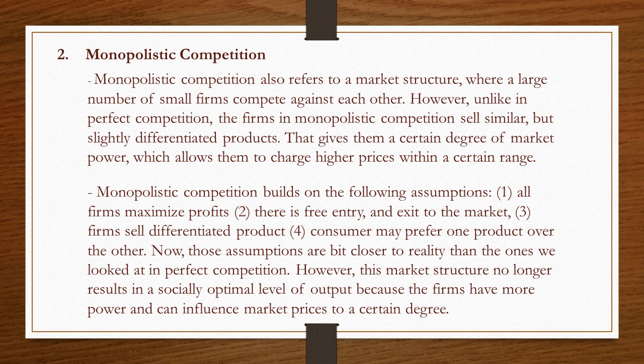Monopolistic competition builds on the following assumptions. Number one, all firms maximize profits. Number two, there is free entry and exit to the market. And number three, firms sell differentiated products. And number four, consumers may prefer one product over the other. Now, those assumptions are a bit closer to reality than the ones we looked at for perfect competition. However, this market structure no longer results in a socially optimal level of output because the firms have more power and can influence market prices to a certain degree.